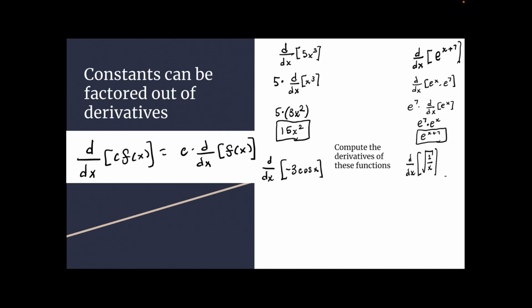And notice how even though we might have to know some algebra rules or how to manipulate exponents or different types of functions, it's still the same idea. All we're doing is just factoring out the e to the 7th and taking the derivative.